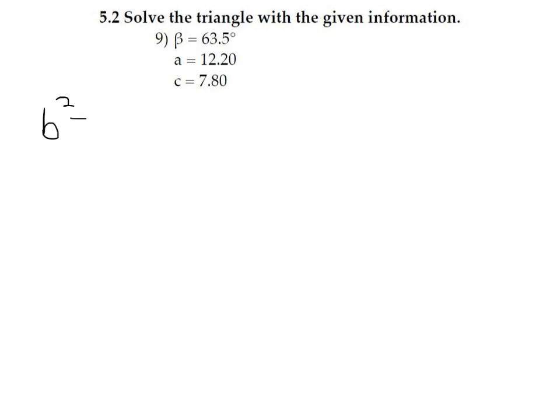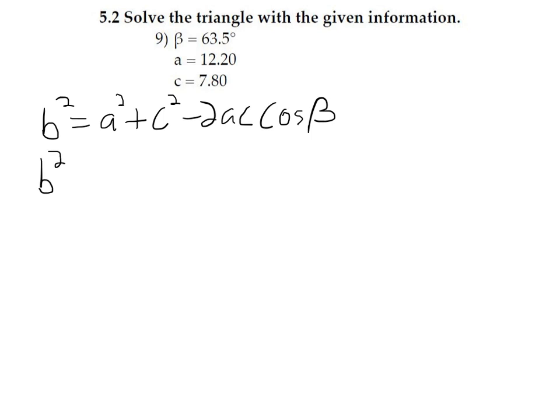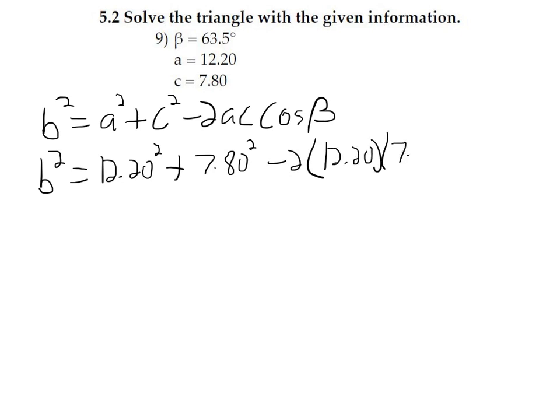B squared equals A squared plus C squared minus 2AC cosine beta. The B and the beta will be the only ones that are not A and C throughout. Now since there's beta, we can find its opposite pair B with the law of cosines. We would then plug everything in. So B squared equals 12.20 squared plus 7.80 squared minus 2 times 12.20 times 7.80 times cosine of 63.5 degrees.